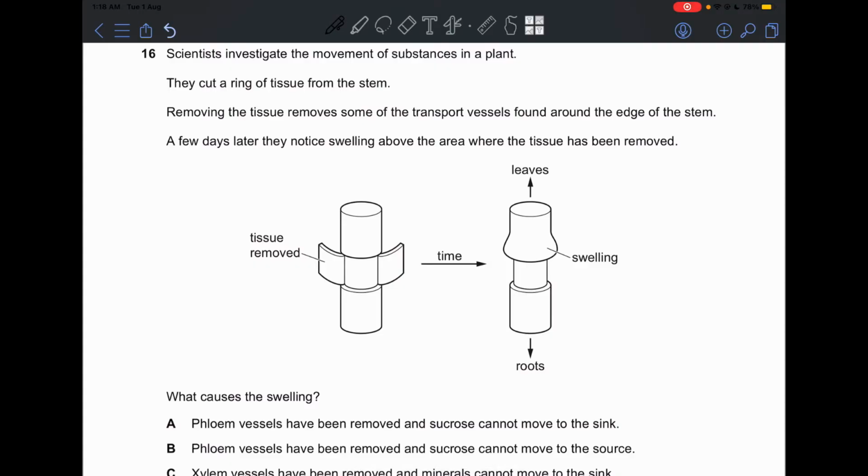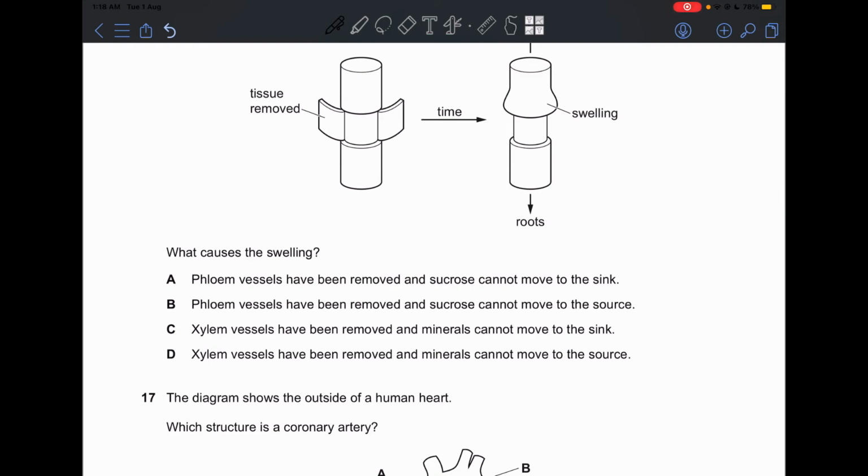So let's see the options. They said phloem vessels have been removed and sucrose cannot move to the sink. Now, of course, this is a correct statement because we know that the phloem vessels actually carry sucrose and they move to the sink and not to the source.